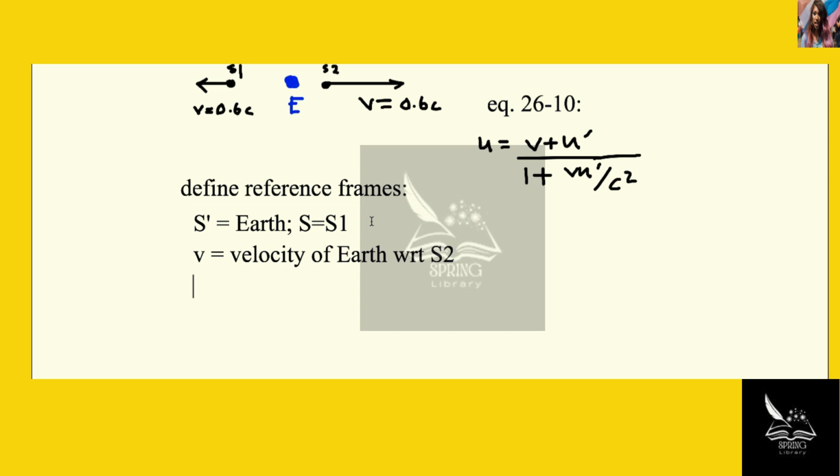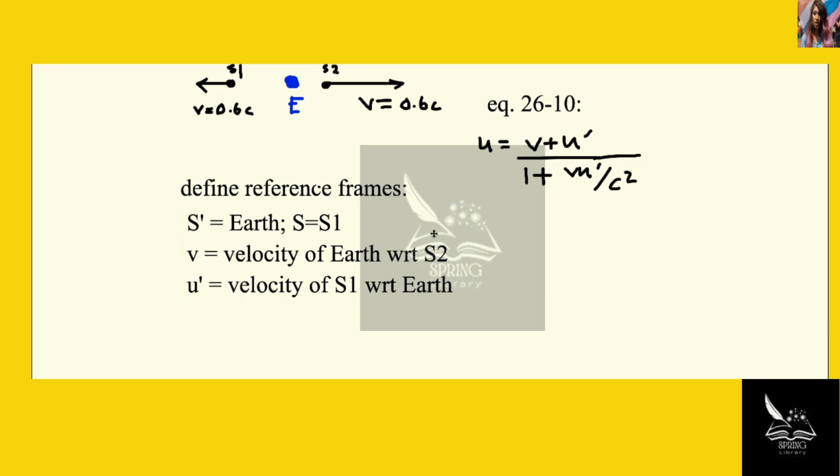and then u prime will be the velocity of S1 relative to the Earth. Okay?